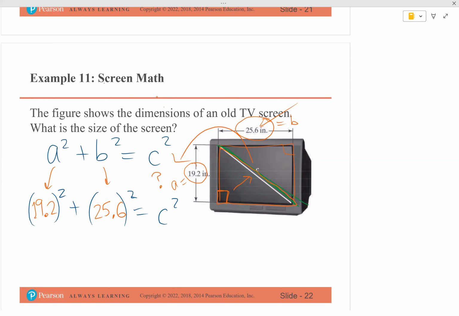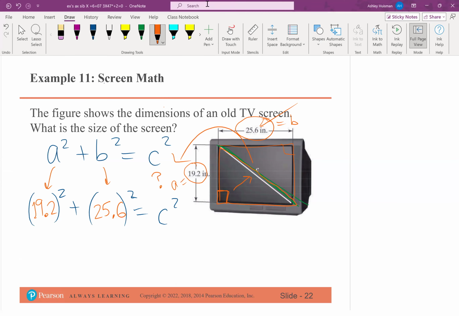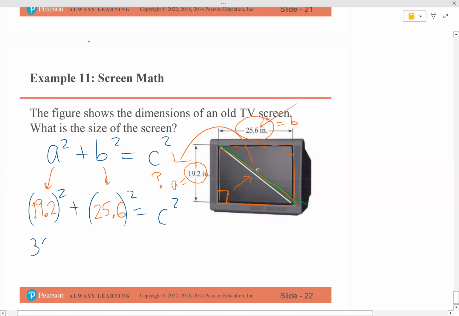19.2 multiplied by itself is 368.64. Now I'm going to add that with this guy. Definitely using order of operations here, I need to simplify each of these exponents first before I add. I cannot add 19.2 and 25.6 and then square. It has to be that order of operations. Anything in parentheses first, there's nothing to do there.